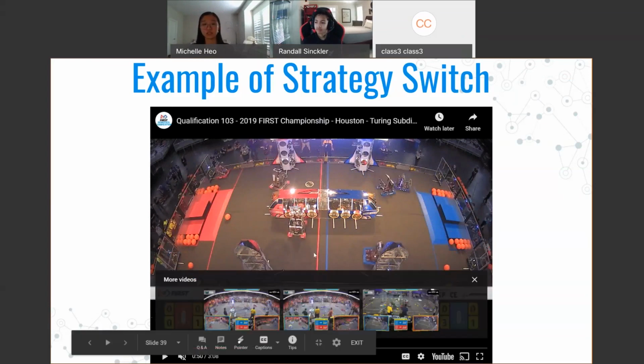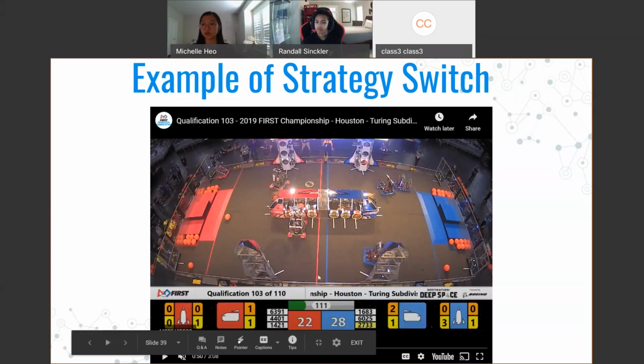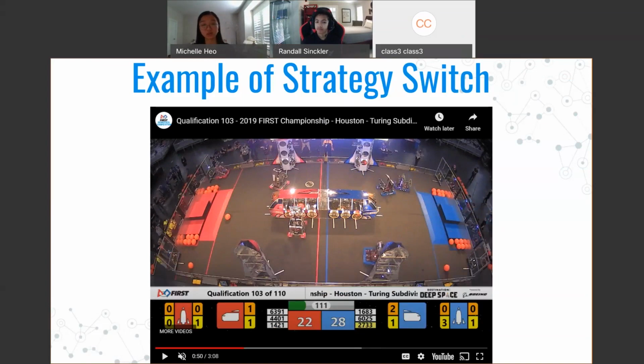Okay, so we see here that after the sandstorm period, at around T minus 113 seconds, the first level of the rocket was completed. And so we began doing our planned strategy, which was filling up the rocket from bottom to top. And at this point in the game, all alliance members were doing their optimistic strategies.